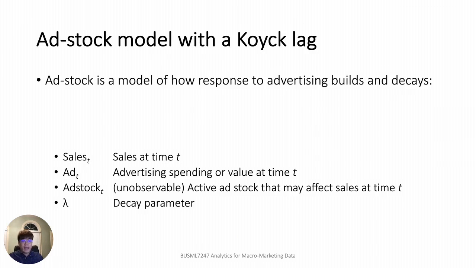The model assumes ad stock, which abstracts how responses to advertising build and decay over time. Exposure to an ad builds awareness in consumers' minds and influences their purchase decisions. The details for the model are as follows. This is the simplest form of ad stock models, with a Koyck lag. In an ad stock model, sales or demand are a function of ad stock and other variables.